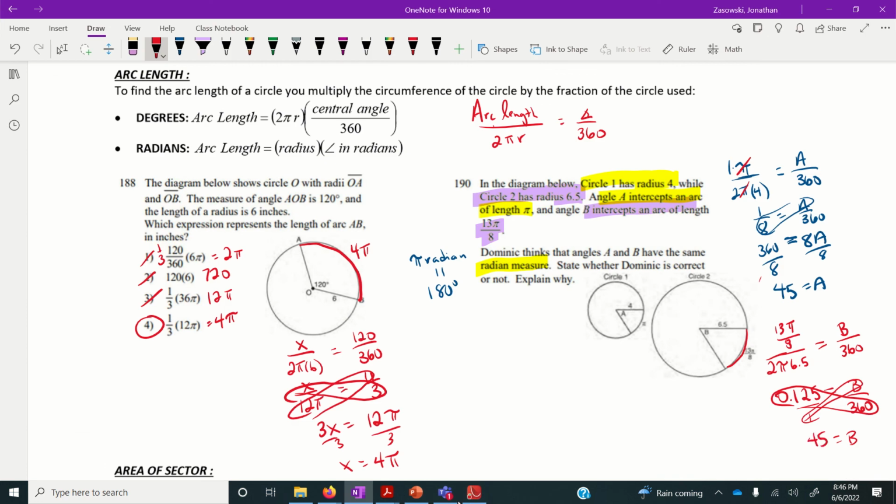Okay? So remember, we want to explain why. So we're going to say, yes, Dominic is correct, since both angles are 45 degrees, they are congruent, and we'll have the same radian measure.